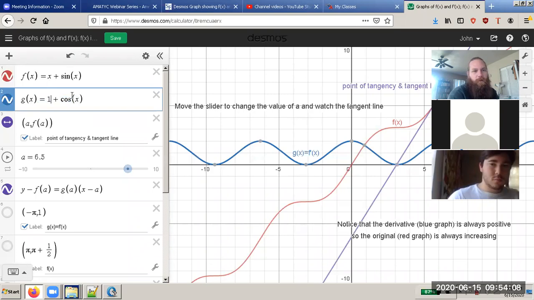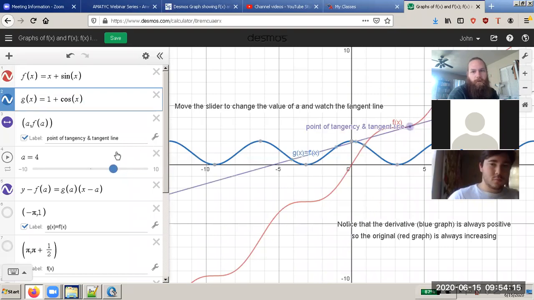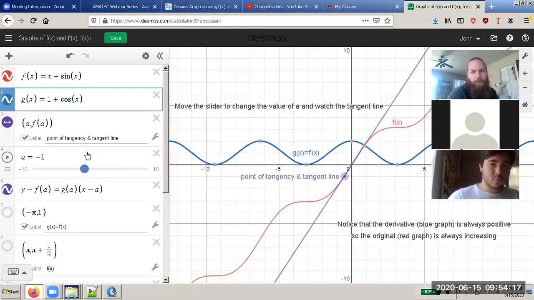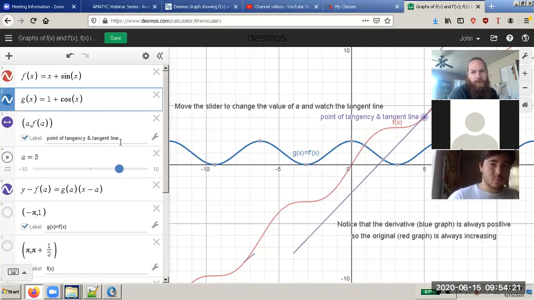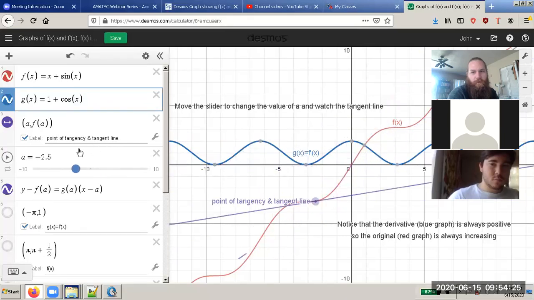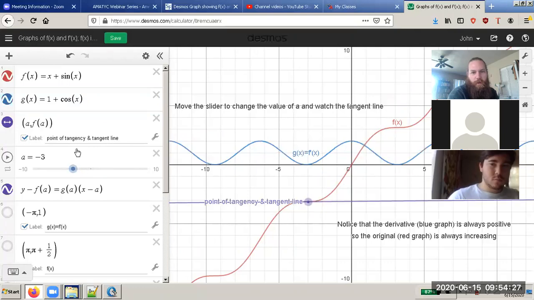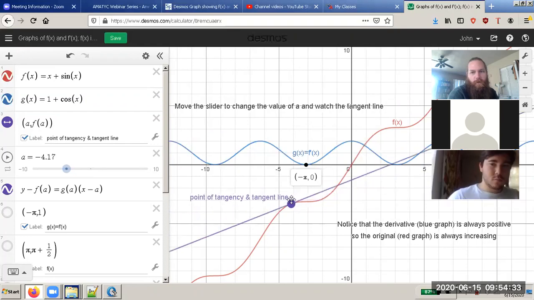So g of x here is f primed. It's the derivative. And what you'll notice is that everywhere the blue graph is above the x-axis, the red graph is increasing. In fact, the only times where the red graph kind of stops increasing just for a second is right here, where the blue graph touches the x-axis. And that's where we have these horizontal tangent lines.